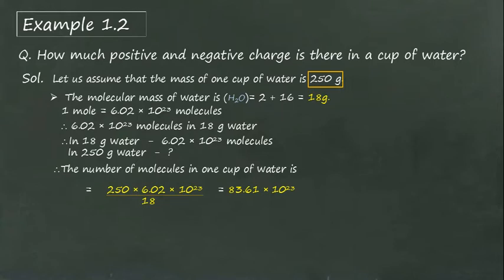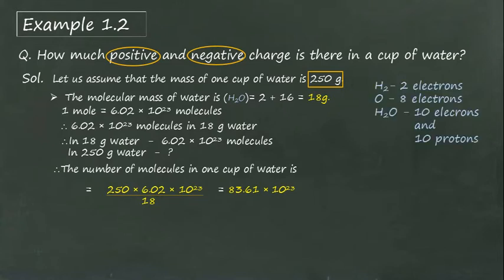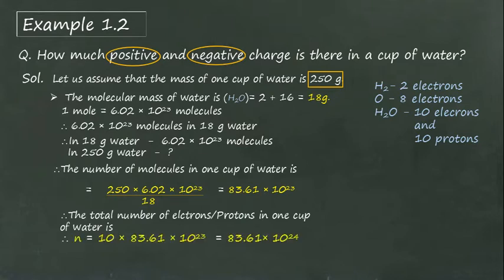Now total positive and negative charge in water, it means in H2O. In H2, 2 electrons, in oxygen 8 electrons, so total in H2O 10 electrons and 10 protons. So the total number of electrons or protons in 1 cup of water is 10 multiplied by 83.61 × 10^23. So we get the total number of electrons or protons 83.61 × 10^24.